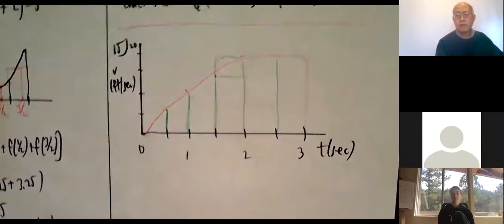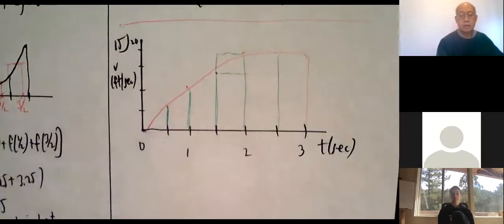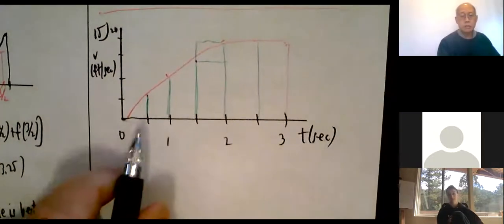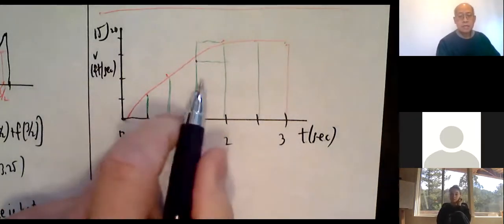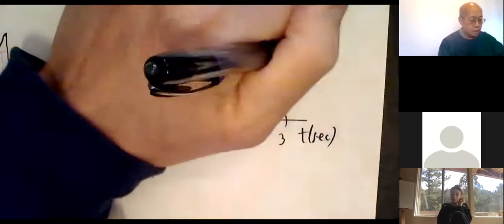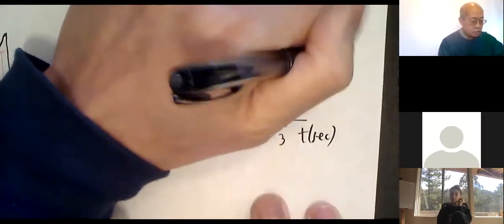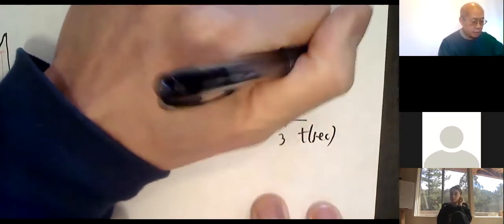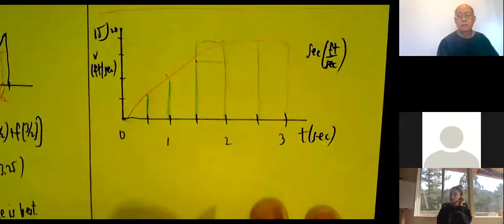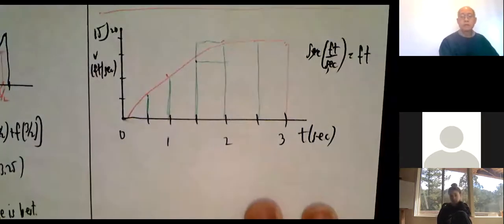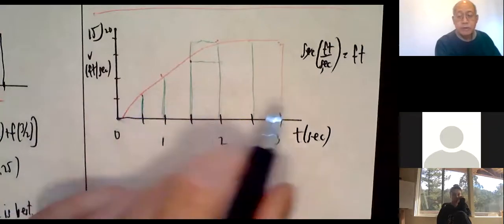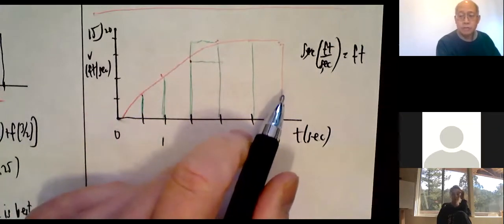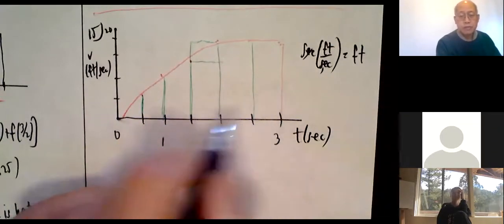How do you find the area of a rectangle? Base times height. Okay. If you think about the units, they are seconds times feet per second, right? If you have seconds and multiply it by feet per second, seconds cancel out. You have feet, which means by making use of this strategy, we can get an estimate for the total distance traveled, which is what's going on here.